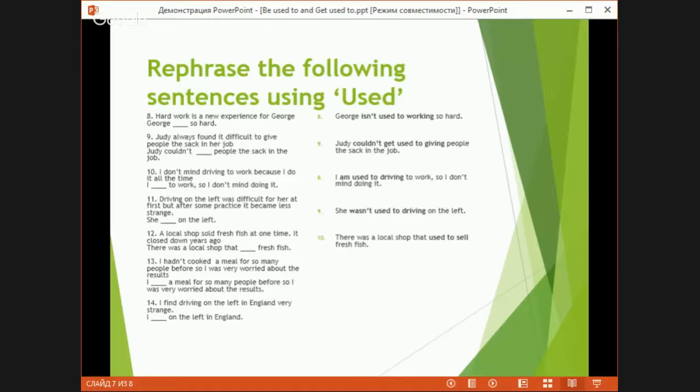A local shop sold fresh fish at one time. It closed down years ago. There was a local shop that used to sell fresh fish. Next one.